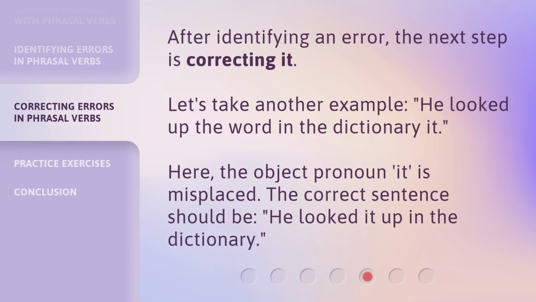After identifying an error, the next step is correcting it. Let's take another example. He looked up the word in the dictionary it. Here, the object pronoun, it, is misplaced. The correct sentence should be, he looked it up in the dictionary.